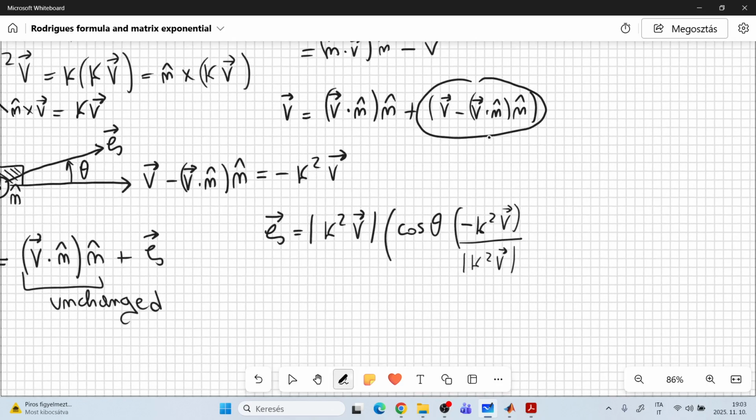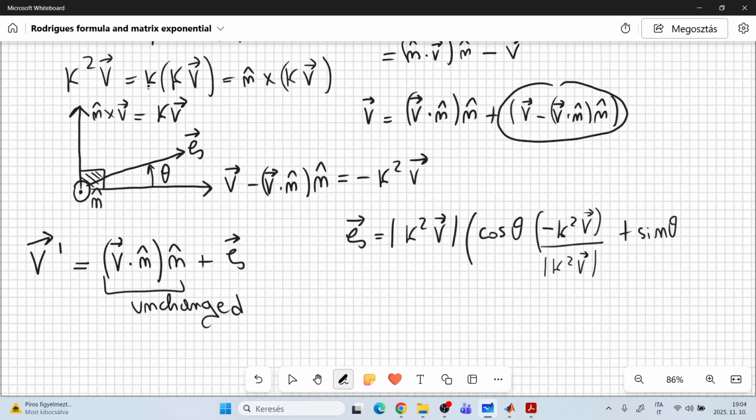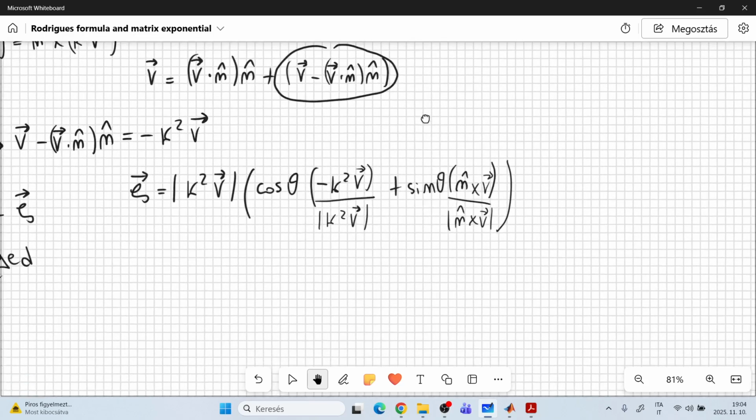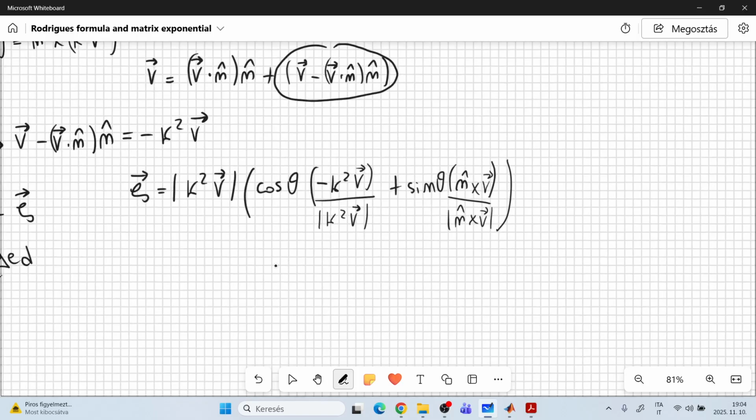And then we have plus the sine of theta, and then we have the other component. The other, I mean, this sine of theta will be along this direction here. So that's given by n cross v divided by the mode of n cross v, like this. Now, another simple thing to see is that the mode of k squared v is equal to this mode here.